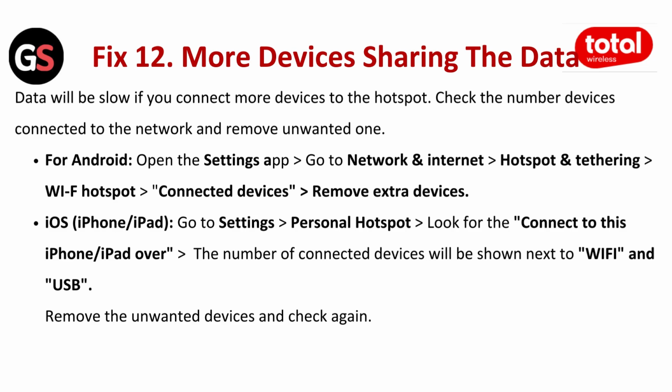Fix 12. More devices sharing the data. Data will be slow if you connect more devices to the hotspot. Check the number of devices connected to the network and remove unwanted ones. For Android, open the Settings app, go to Network and Internet, Hotspot and Tethering, tap on Wi-Fi hotspot, Connected devices, then go to Remove extra devices. On iPhone or iPad, go to Settings, then go to Personal Hotspot, look for Connect to this iPhone or iPad over. The number of connected devices will be shown next to Wi-Fi and USB. Remove the unwanted devices and check again.